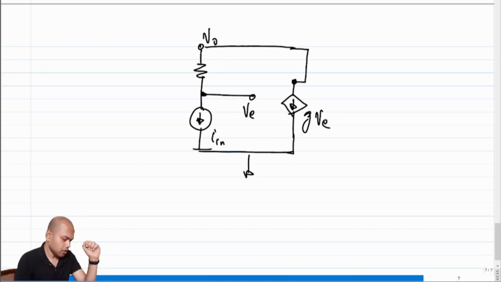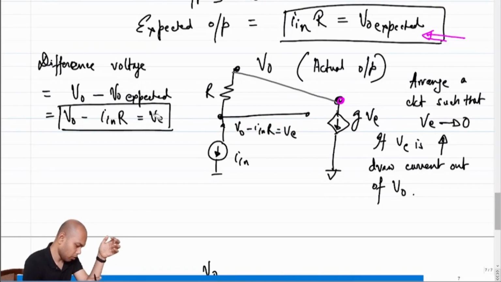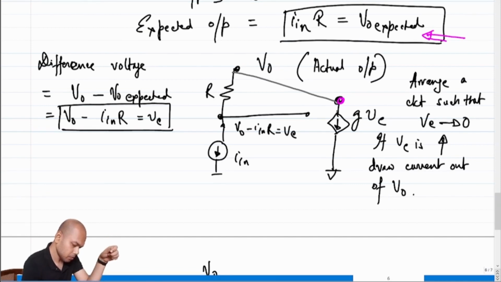So this seems to be the logic, right? So let's run through the logic once again. What is this telling you? This is telling us that if VE increases, I am pulling current out of V naught, and if VE decreases, I am pushing current into V naught, right? This is all incremental, so I should actually use a small notation. So that was a mistake. Let me use a small notation here. G times VE.